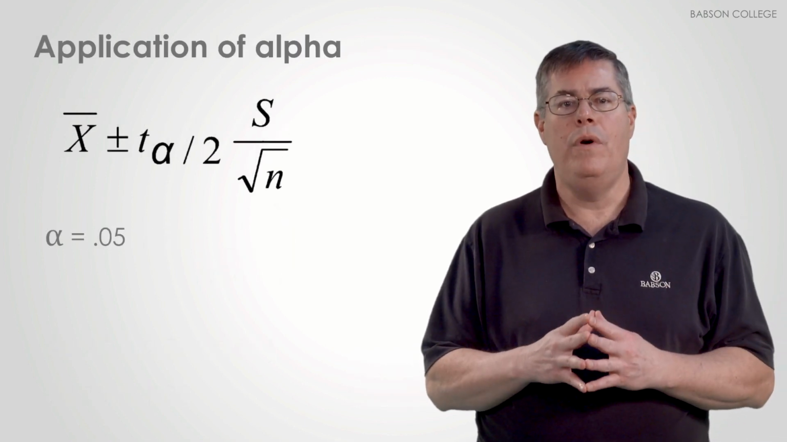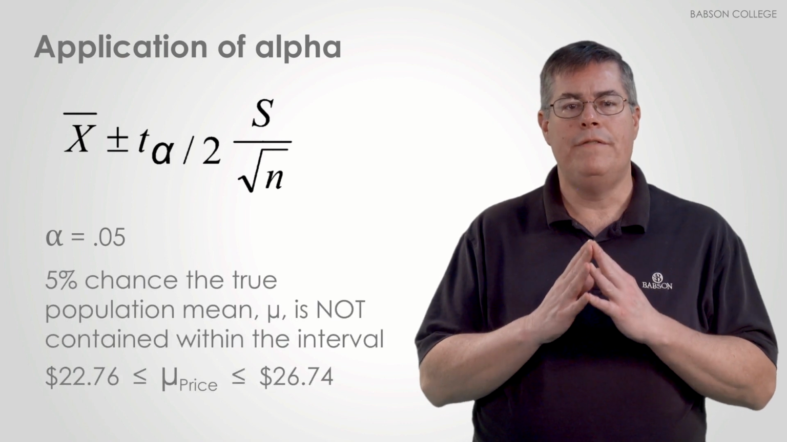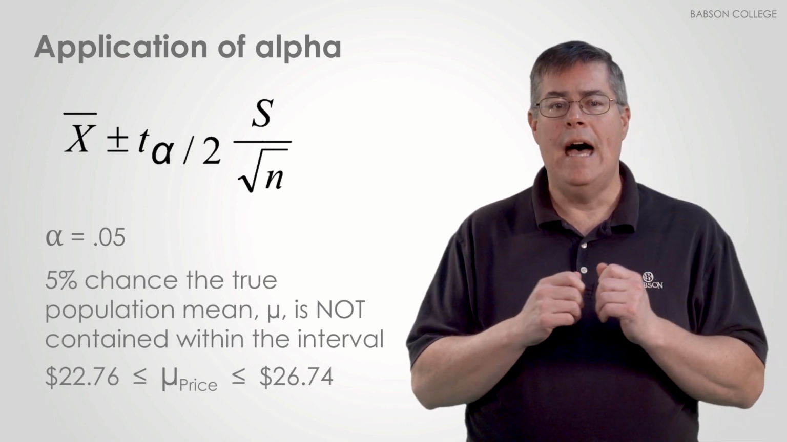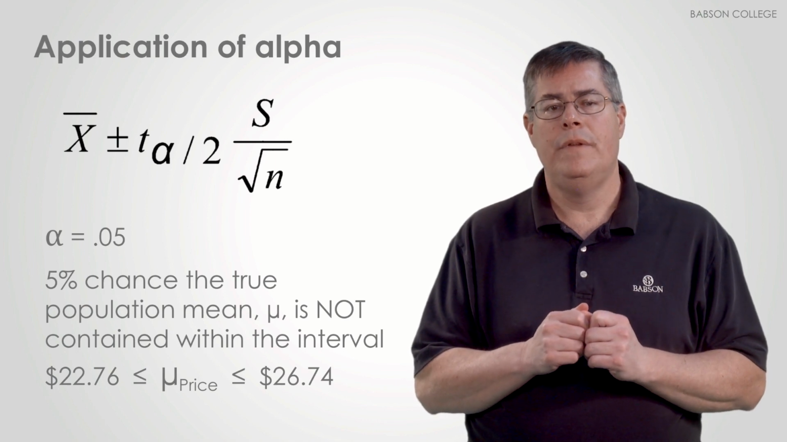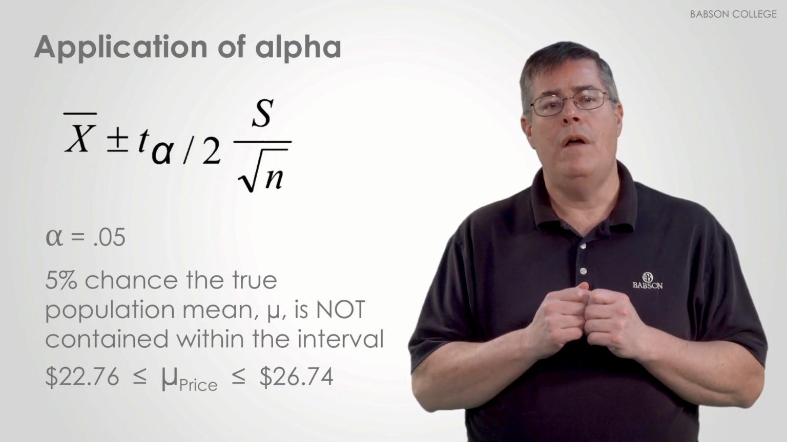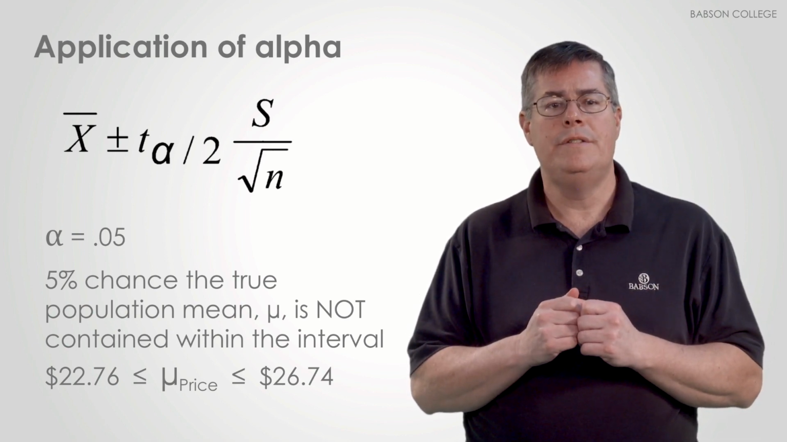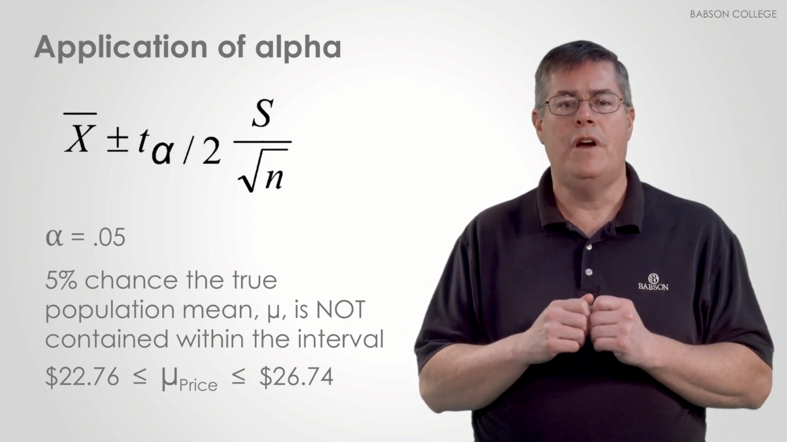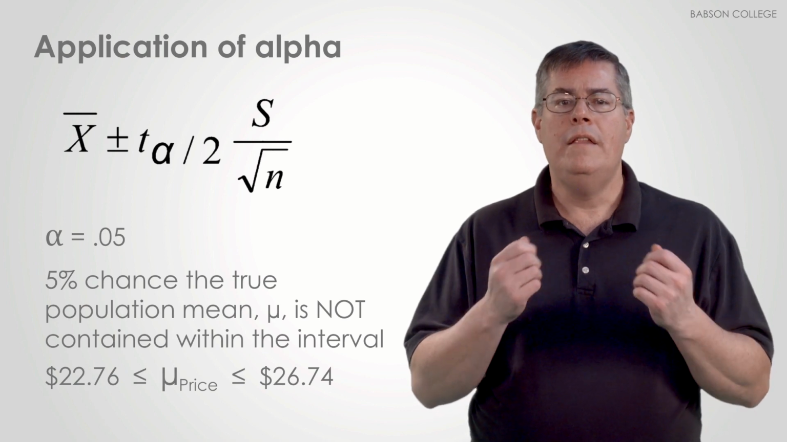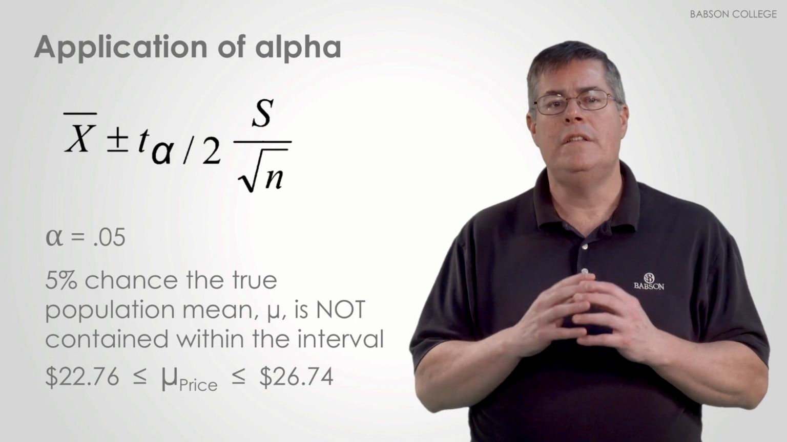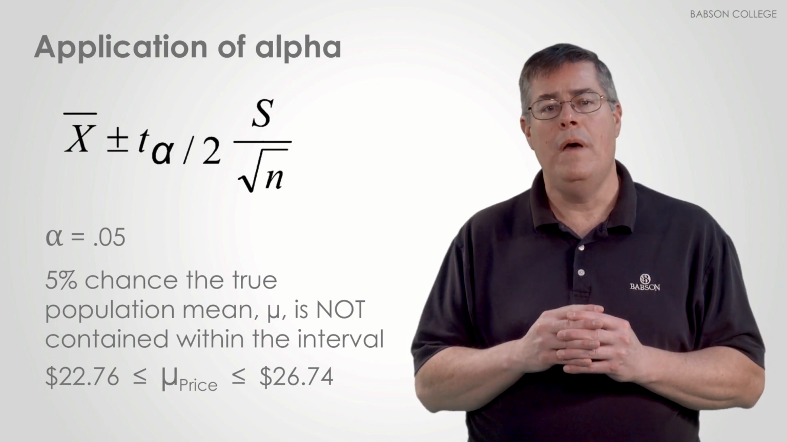With alpha equal to 0.05, that means that there is a 5% chance that the true population mean price is not contained within this interval. This is also a reasonably narrow range from our interval that we should be able to utilize to estimate how much to charge for our new product. Next, we will show how to use those two intervals that we created to estimate how much sales revenue we might be able to expect.